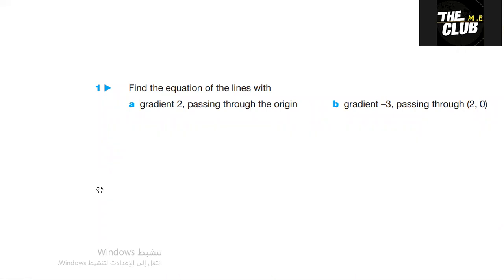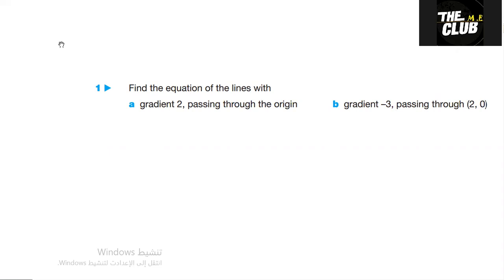In this video, we're going to talk about Graphs 2, Exercise 4, Question 1. Find the equation of the lines with A, gradient 2, and passing through the origin, and then B, gradient -3, and passing through the point (2, 0). Now, first, we're going to work on this one.